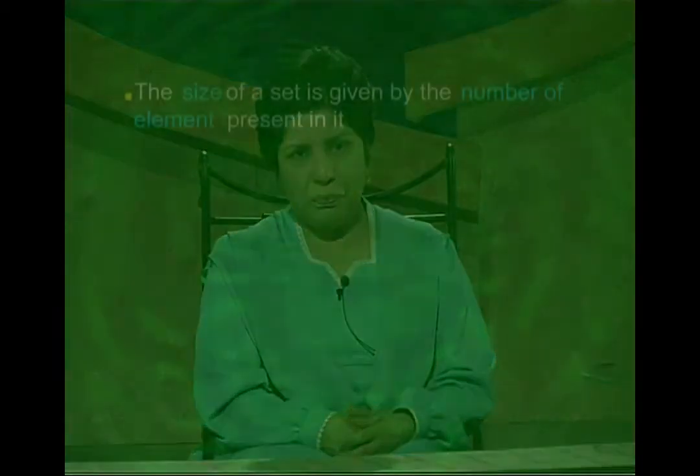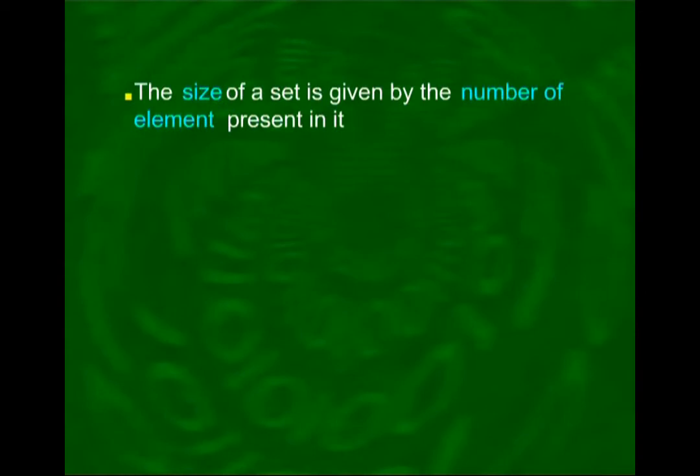Speaking of sets, it should be kept in mind that the repetition of an element or the change of order of the elements in a set does not alter the set, meaning that if I write 1, 3, 5, that is the same set as 5, 3, 1 or 5, 1, 3. The size of a set is given by the number of elements present in it. The number n(A), in other words, denotes the size of a set.